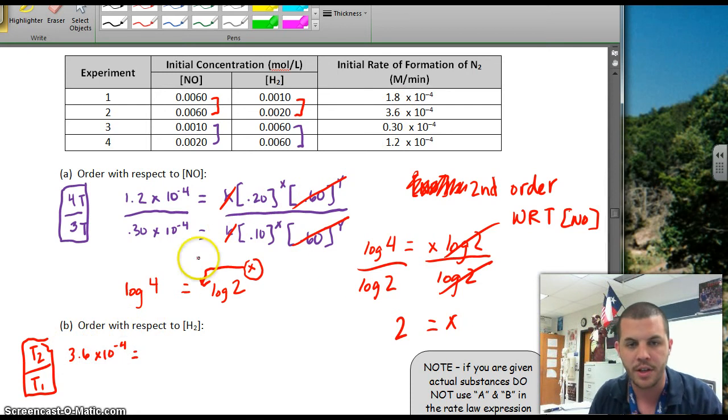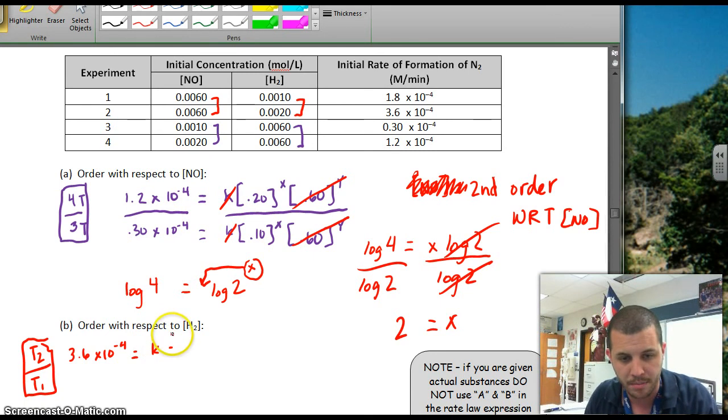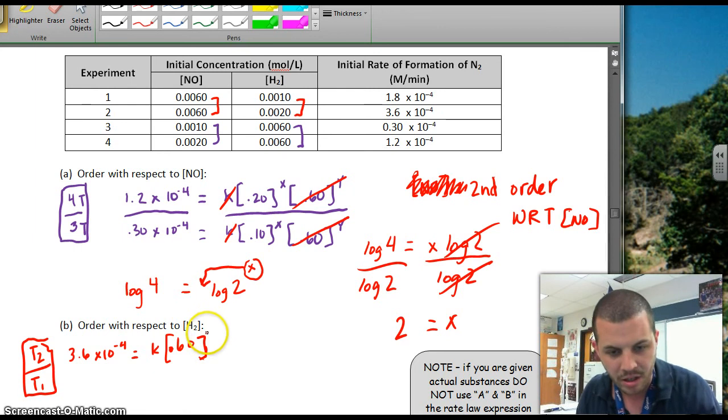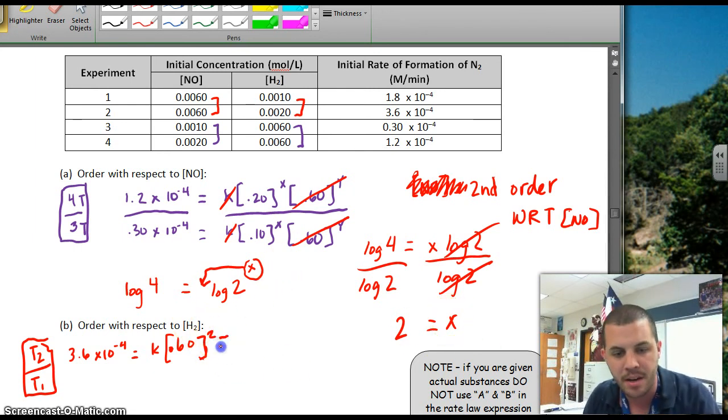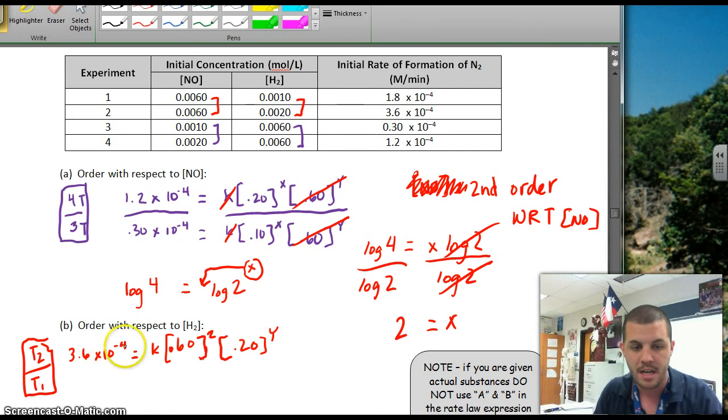And that equals, first off, K, times the concentration of nitrogen monoxide, which is 0.60. What am I going to say to the X? Actually, I can just say squared, because we already found out that X equals 2. Times the concentration of H2, which is 0.20, to the Y. We're going to do that over everything for trial 1. Trial 1's rate is 1.8 times 10 to the negative 4.